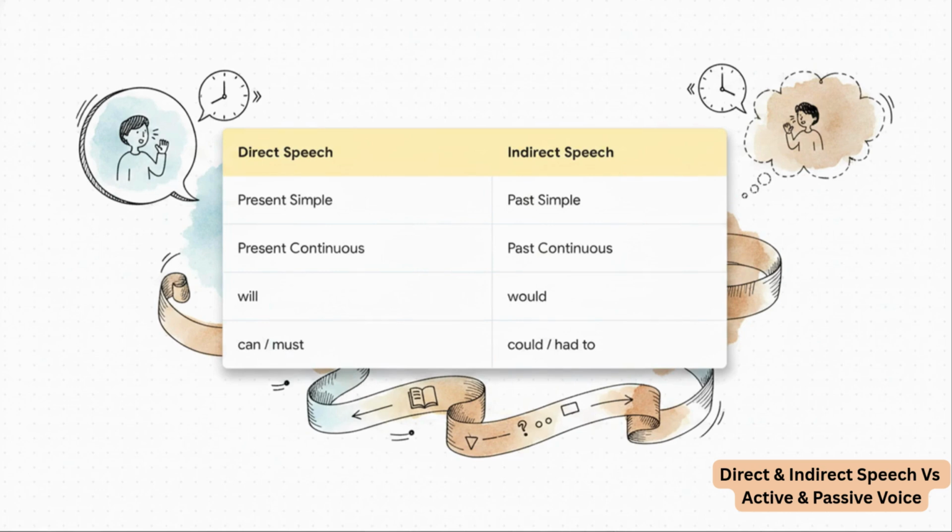Think about it. Present simple becomes past simple. So, "I am busy" logically becomes, "he said he was busy." Present continuous becomes past continuous. The phrase, "I am reading," seamlessly turns into, "she said she was reading." And look at those modals at the bottom. They take a step back too. Will drops back to would, can drops to could, and must turns into had to. If you just take a moment to internalize this backshift logic, constructing reported speech becomes an absolute breeze.